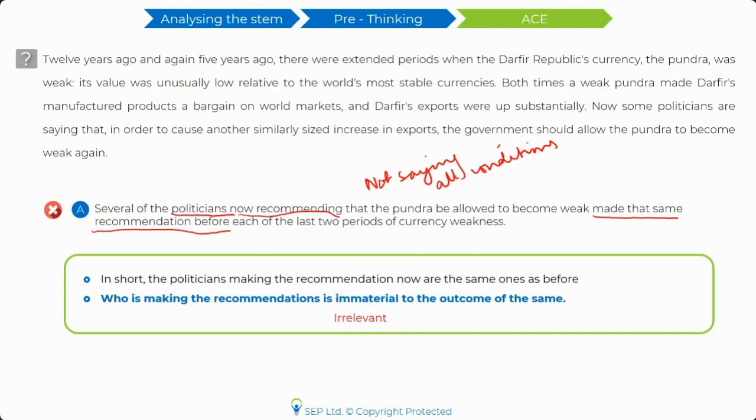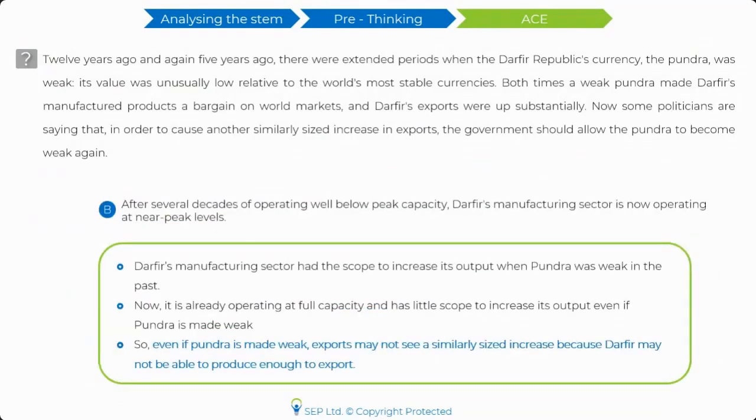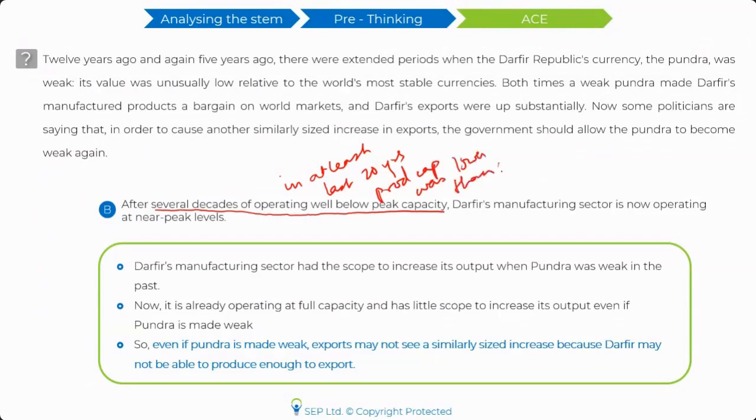Okay. Choice B. After several decades of operating well below peak capacity, that means when you say several decades, it means in the last at least 20 years. When you say several decades, it has to be more than one decade. So in at least the last 20 years, production capacity was lower than peak. That means, therefore, if it wanted to increase, it could increase its production. But now, Darfur's manufacturing sector is operating at near peak levels, almost maximum capacity. Okay, near peak is literally to be taken as almost peak.